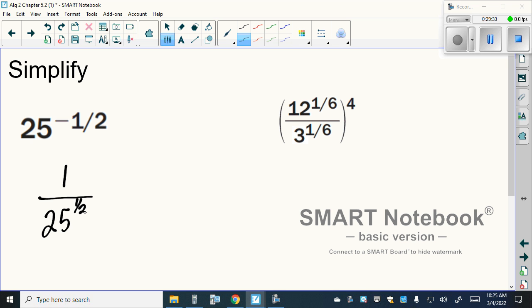Now, what do we know about 25? It is an odd number. It is also one of our perfect squares. Well, okay, that's kind of helpful to know. But if we look at the exponent as 1/2, most likely I'll need to rewrite it as 5 squared to the 1/2.